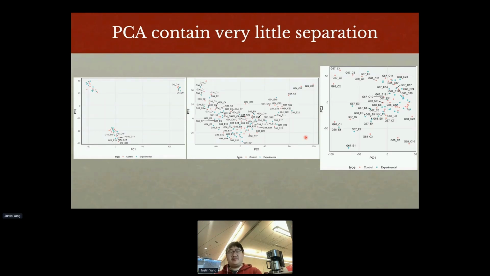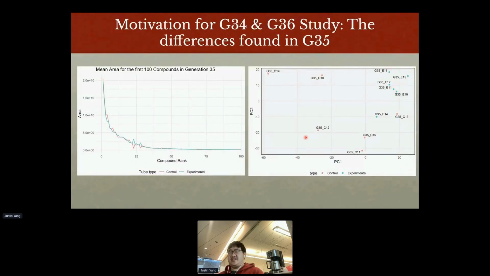While the case is for the overall picture that there is no significant difference, we then shifted towards a more bottom-down approach, looking individually from the bottom, both in terms of generation and individual generations, as well as compound by compound.